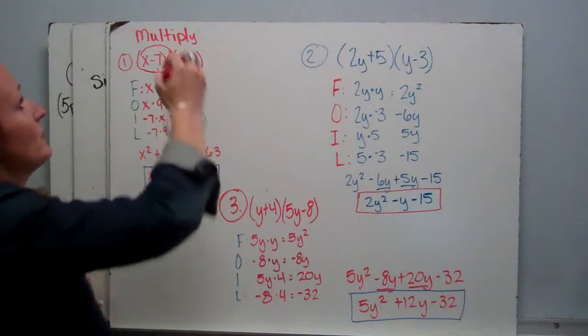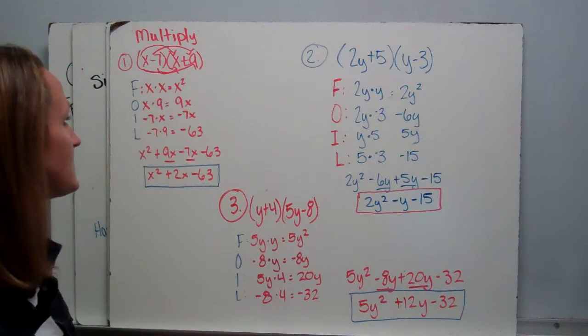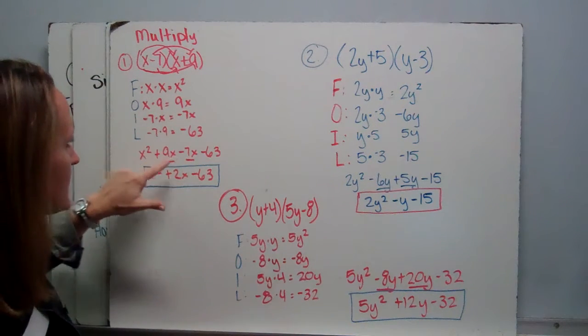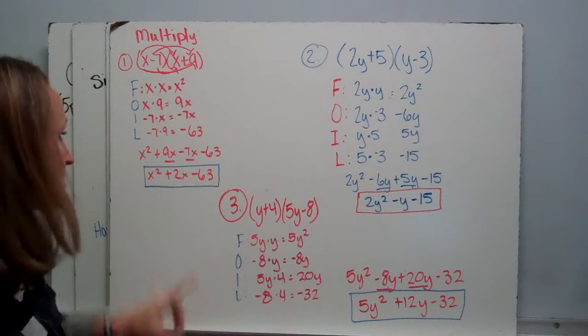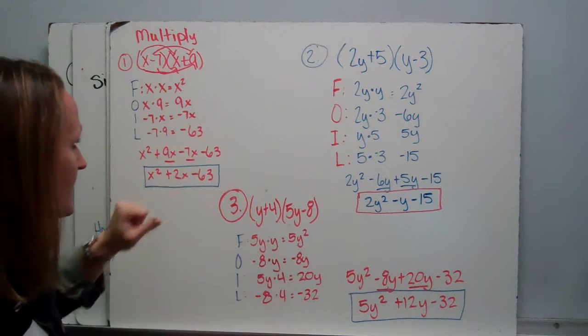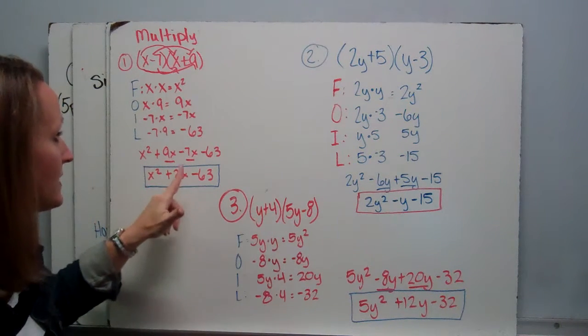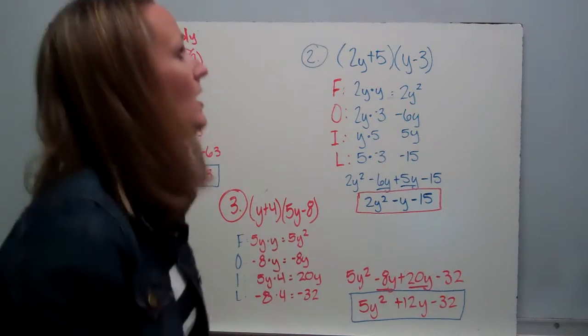Still, keep your negative with your 7. Negative 7 times 9 is negative 63. If you write it out, x squared plus 9x minus 7x minus 63. Combine your like terms. 9x minus 7x is 2x. What is your answer? X squared plus 2x minus 63. FOIL. Alright, let's look at another one.